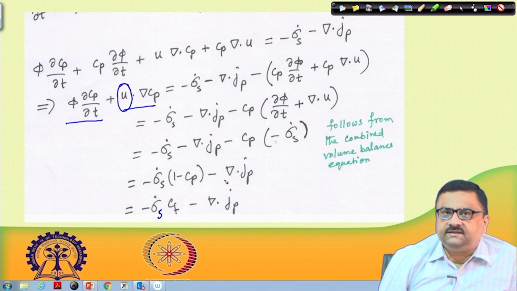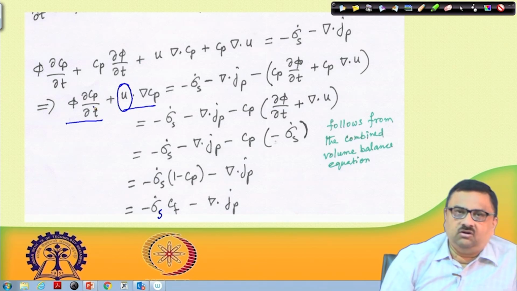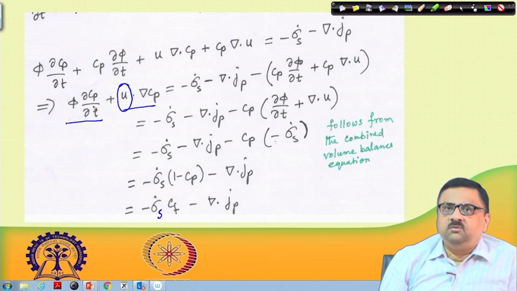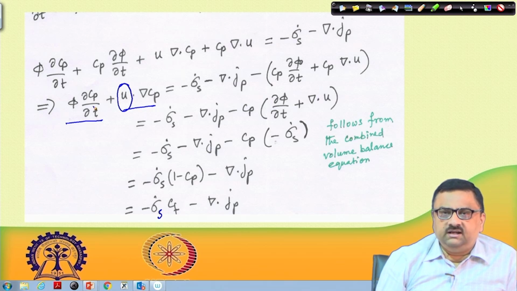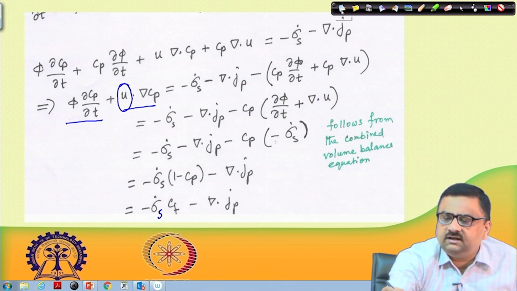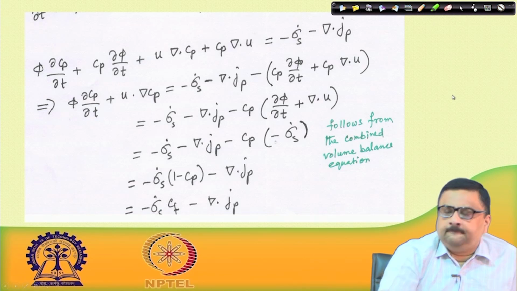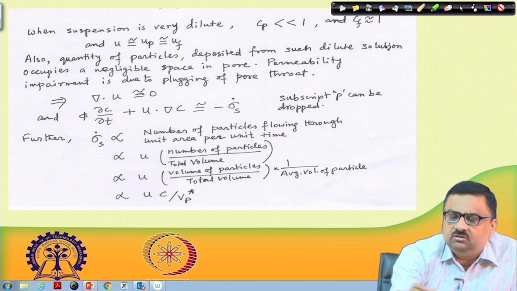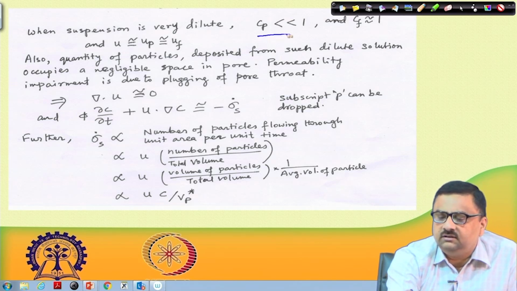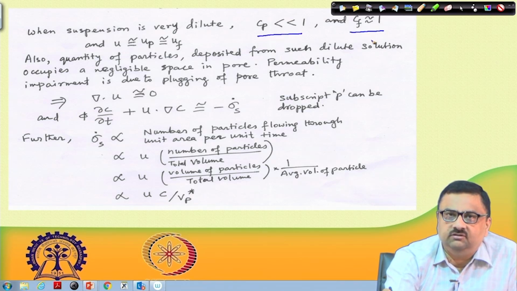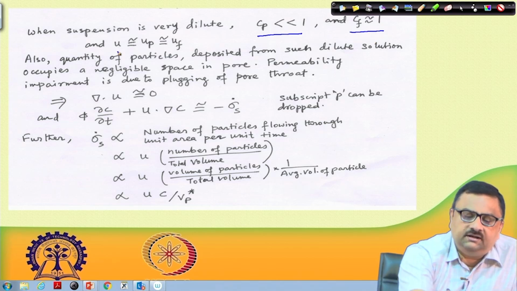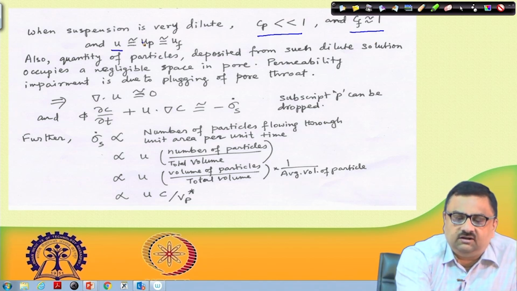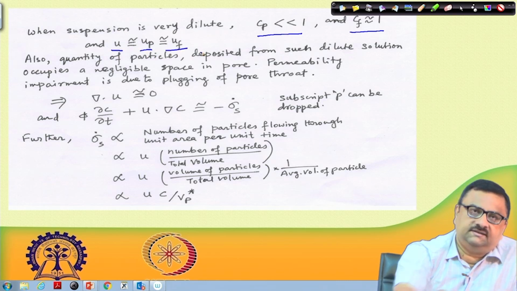With this understanding, we are now going to look at the cases where Cp is small, which we expect. We do not expect 40% particle and 60% fluid flowing through a porous medium, that is unlikely. So, when the suspension is very dilute, Cp is much less than 1, and Cf would be almost equal to 1, because Cp plus Cf is 1, and U, the weighted average velocity, would be the same as the particle velocity and the same as the fluid velocity.